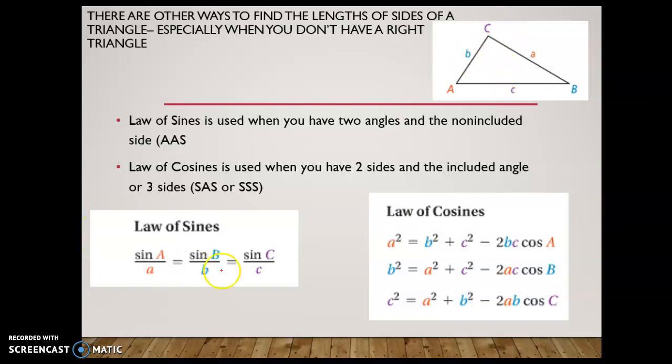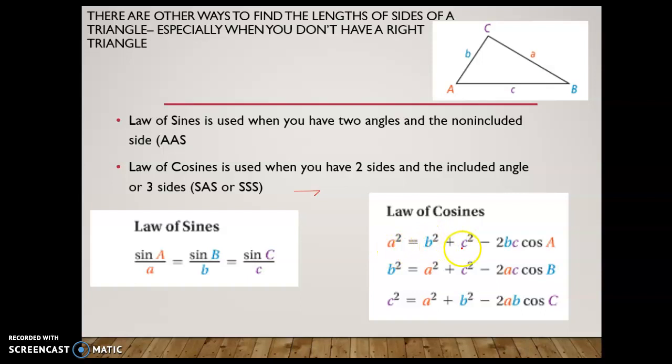You'll use two of the three. It just depends on what information you're given. You need three pieces of information for this. And then you'll cross multiply. The law of cosines is used when you have two sides and the included angle or three sides. So if you have SAS or SSS, you'll be using the law of cosines.